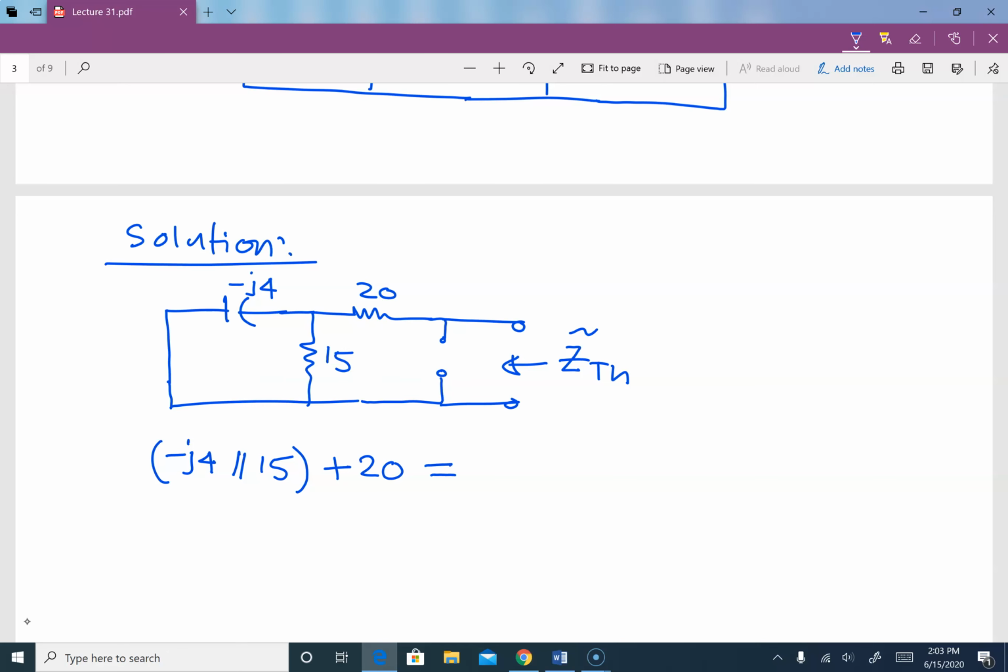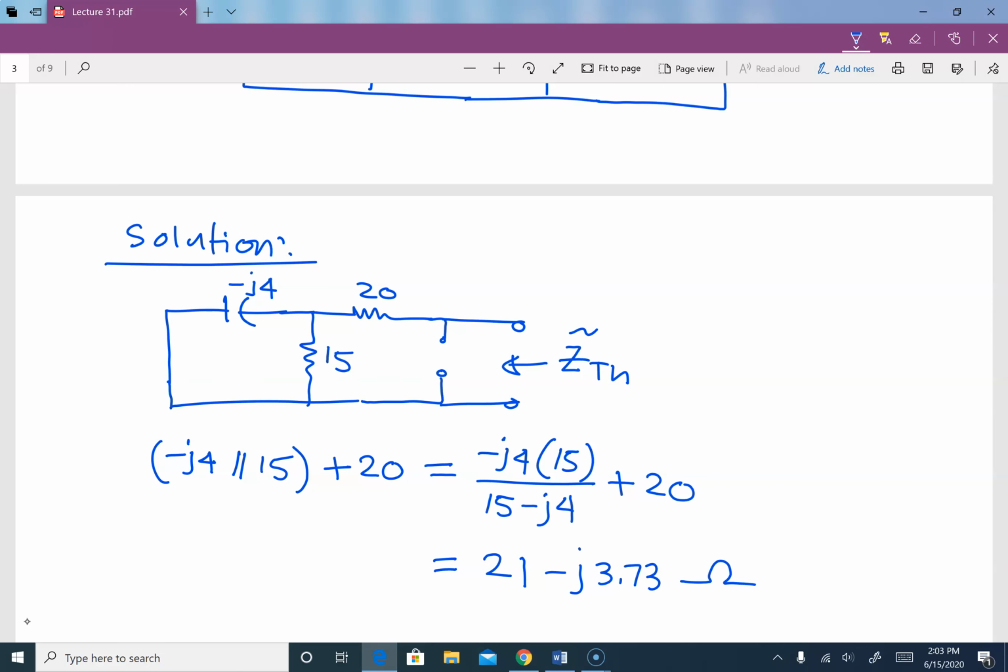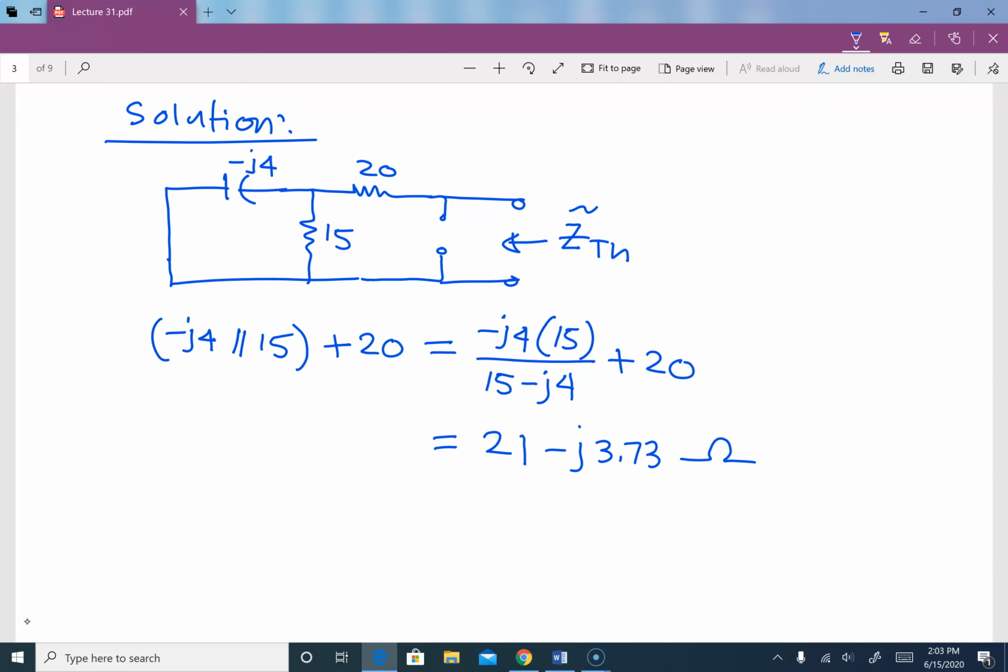And that is equal to negative J4 times 15 over 15 minus J4 plus 20. And that is equal to 21 minus J3.73 ohm. So this is our what? Our Z Thevenin.